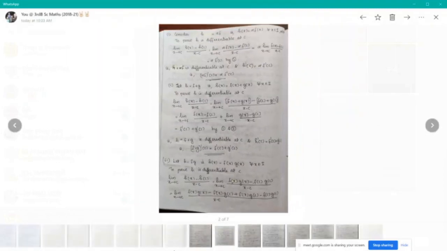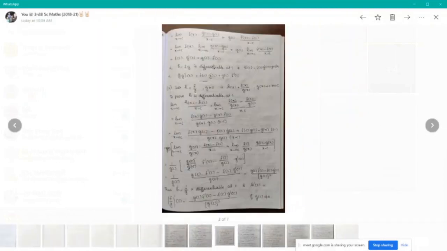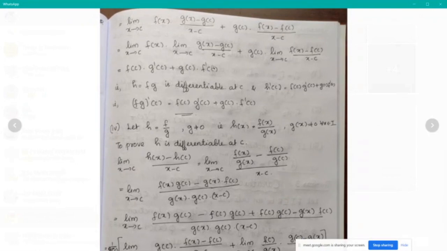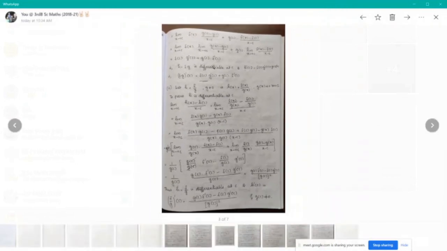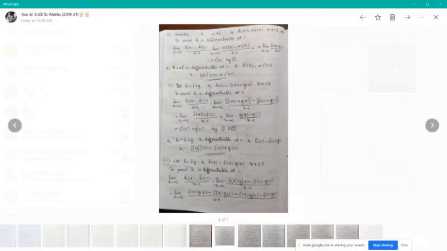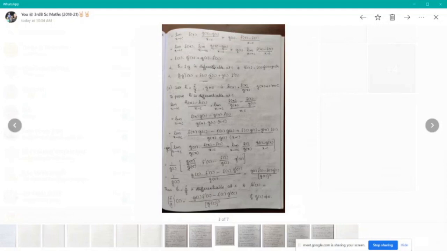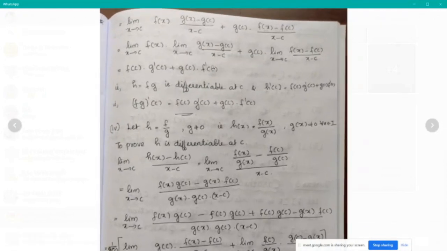So you can write limit of f of x into g of x minus g of c by x minus c, plus g of c into f of x minus f of c by x minus c. So you get limit of f of x into limit of g of x minus g of c by x minus c, plus g of c is a constant, you can take it outside, g of c into limit of that ratio f of x minus f of c by x minus c.